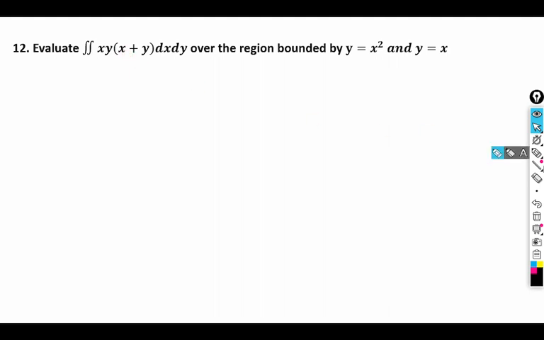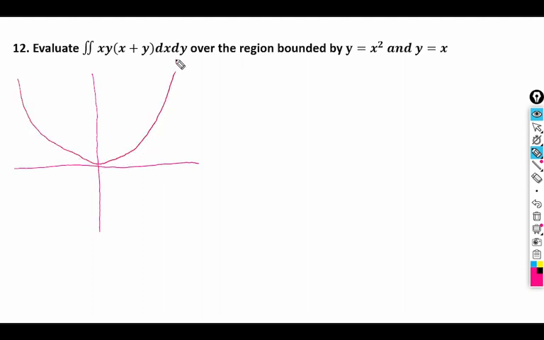Third example on type 2 here. Now the region is bounded by a parabola and a straight line. So we should draw these two curves here first. So y equal to x square and y equal to x. y equal to x square again has an even power of x, so it is an upper parabola. So this is y equal to x square. y equal to x is a straight line here. So this is y equal to x. The region is bounded by these two. So this is our region of integration.